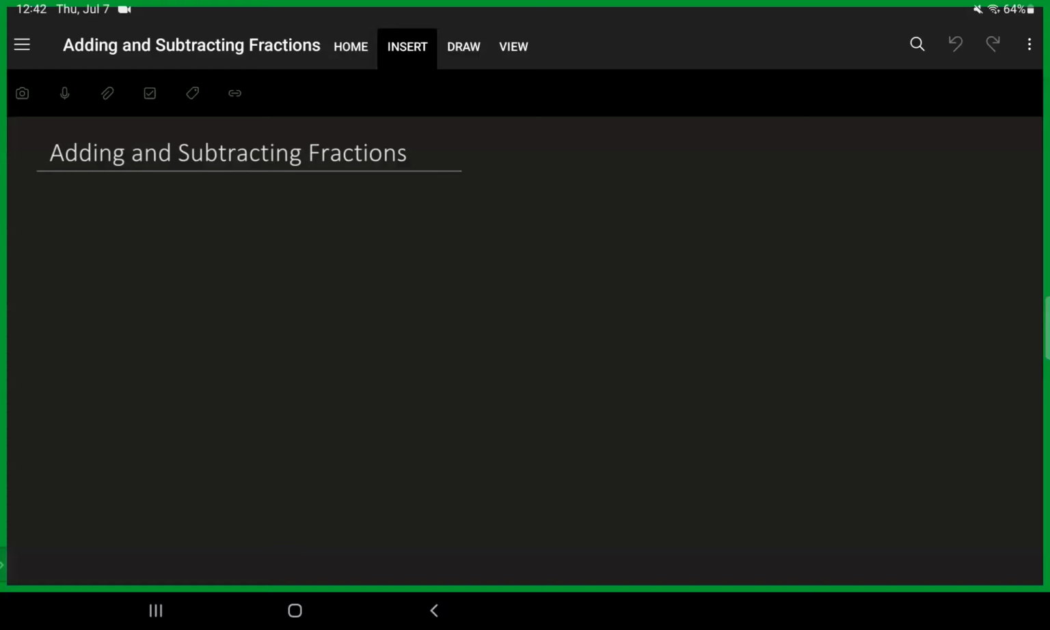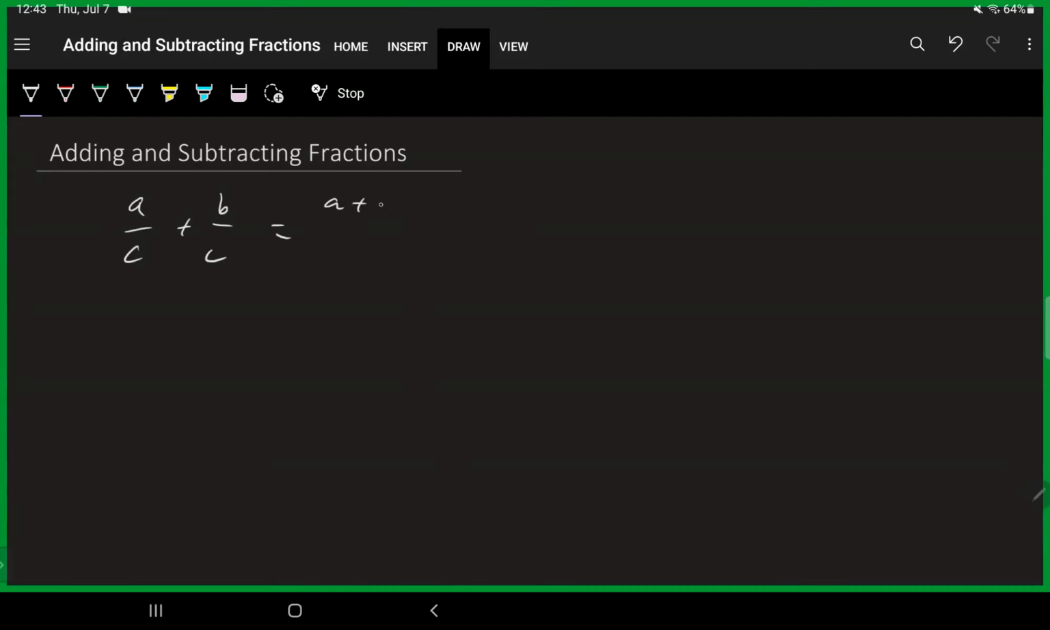So we've built up all the tools we need to add and subtract fractions, and that's what we're going to do in this video. And there's a few things to think about. To start with, if you have a common denominator, a over c plus b over c, well, you just add the numerators and you keep the denominator. And it's the same thing with subtraction.